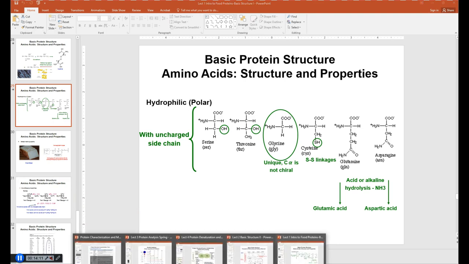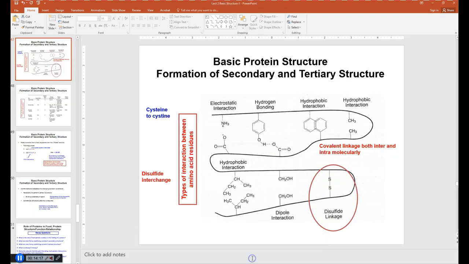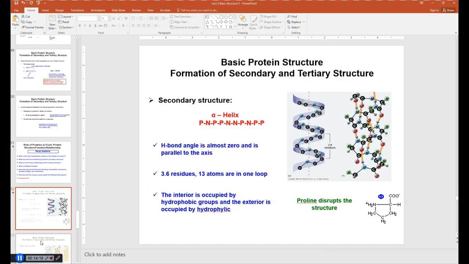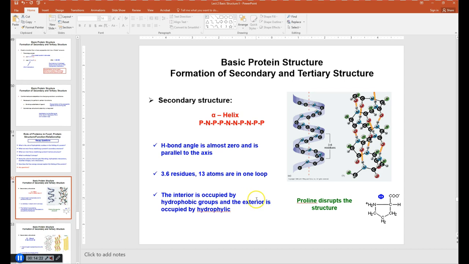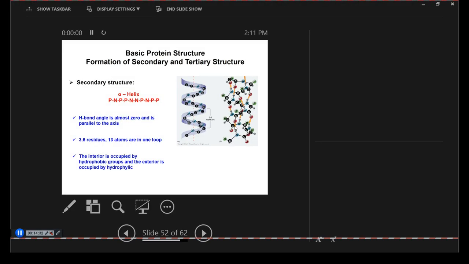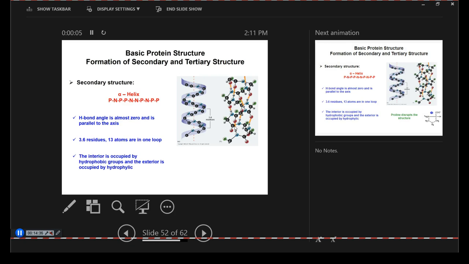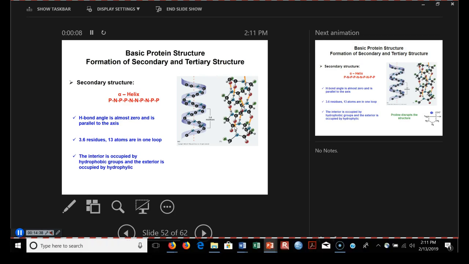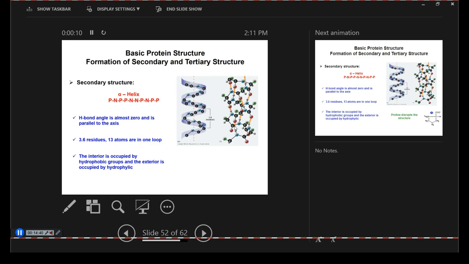Let's finish up the structure and then we can do the practice problems. So, moving on to the formation of a secondary structure, going from a primary structure to secondary structure. The different types of secondary structures are alpha helix, beta sheet, and beta turn. These are the common ones. And we have random coil, which does not take a particular form.